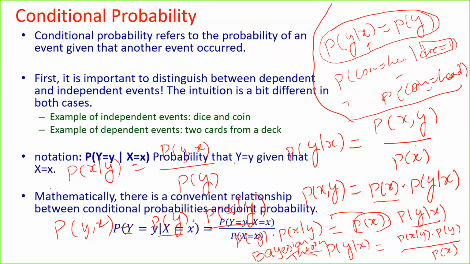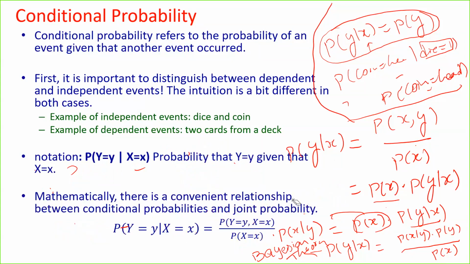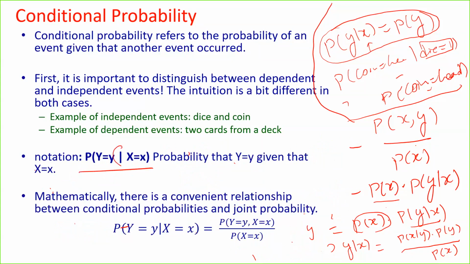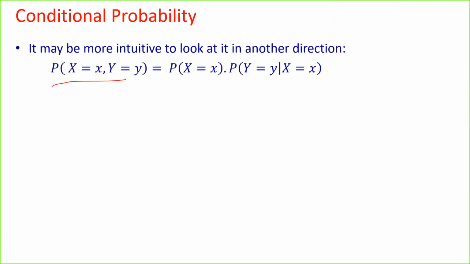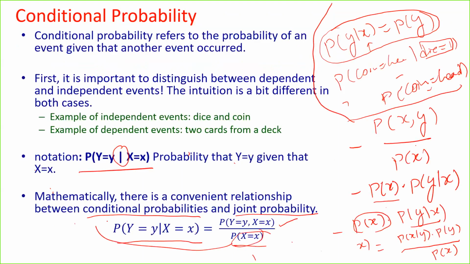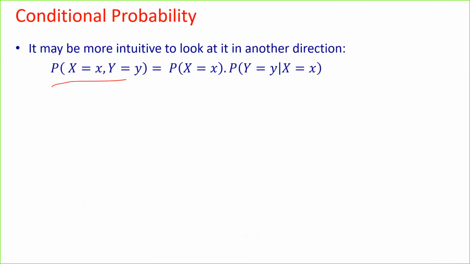Yes, sir. Let us again go through all these things quickly. The notation that we use for the conditional probability is probability of y given x, with the pipe symbol. Mathematically, there is a convenient relationship between conditional probability and joint probability, because probability of y given x is equivalent to probability of y comma x divided by probability of x. It is more convenient to look at it in the other direction. That means if you bring this to the other side, the joint probability is equivalent to probability of x times probability of y given x.